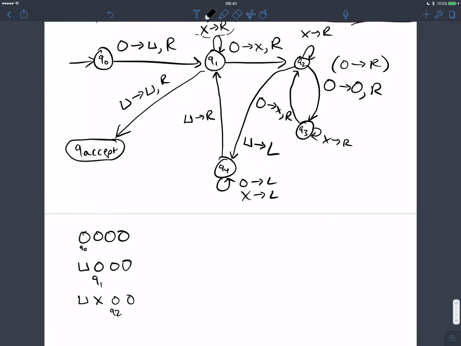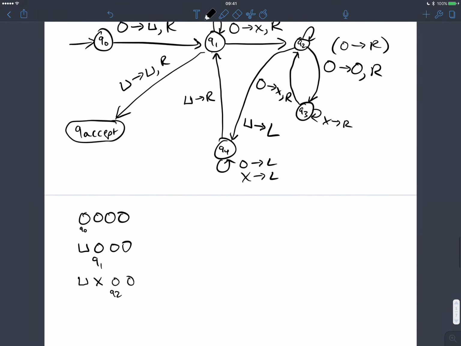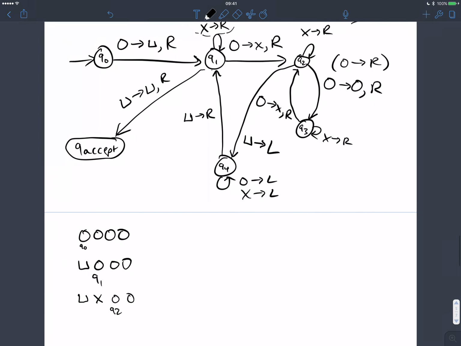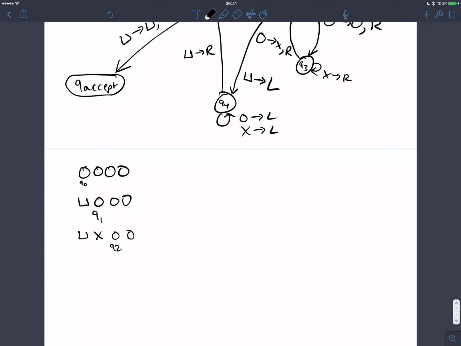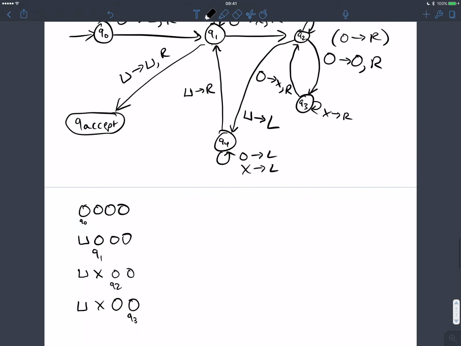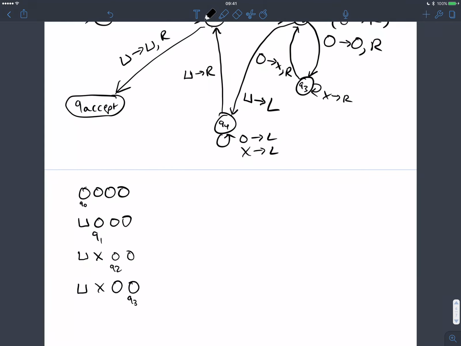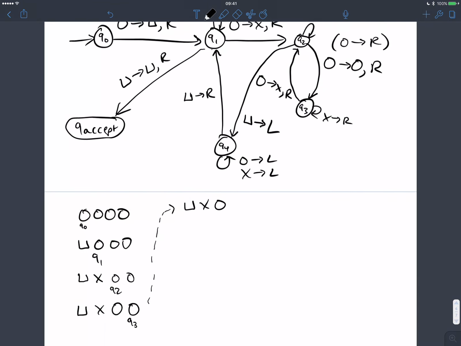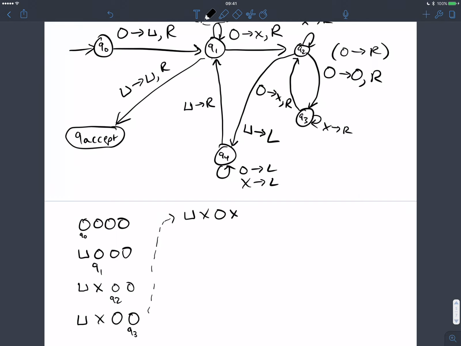So let's carry through the computation a little more. So I'm in Q2 and I see a zero. What should I do? Write a zero and move right. So I'll have blank X, zero, and I'm in state Q3, reading a zero. Now it says if I'm in Q3, I see a zero, I write an X and move right. So I'm going to move this up here for space. So I'll have blank X, zero, and then it just said cross it out.